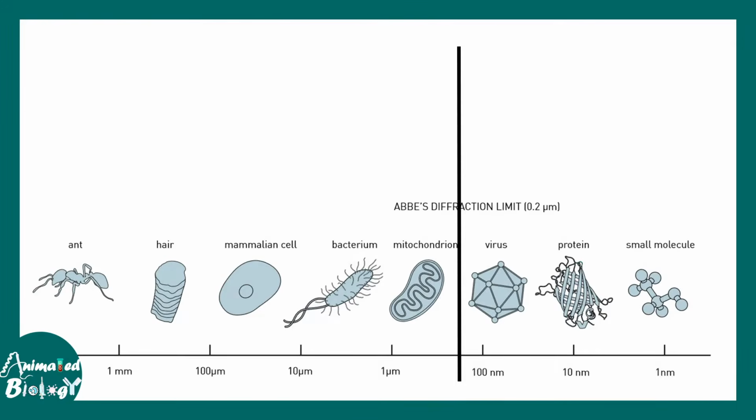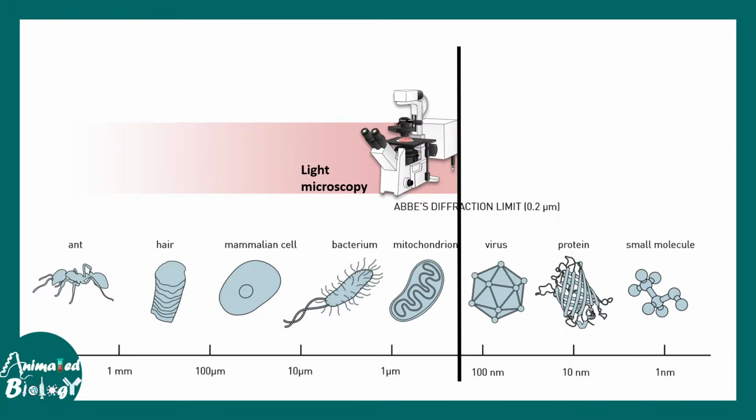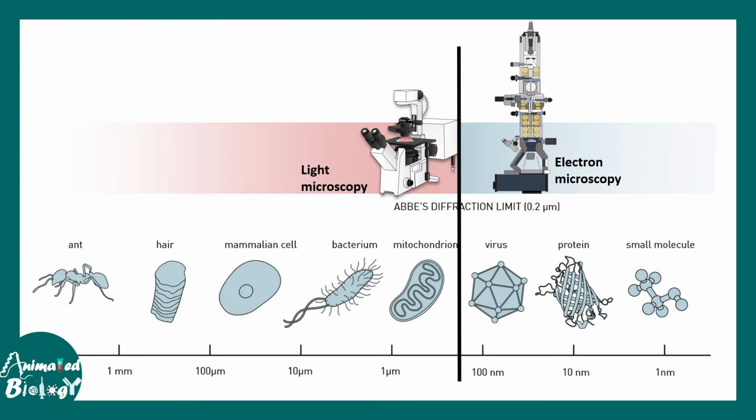Biological specimens can range from several millimeters to several nanometers. Using light microscopy, we can visualize specimens up to 200 nanometers or 0.2 micron. If a specimen is smaller than that, then the resolution limit is crossed.